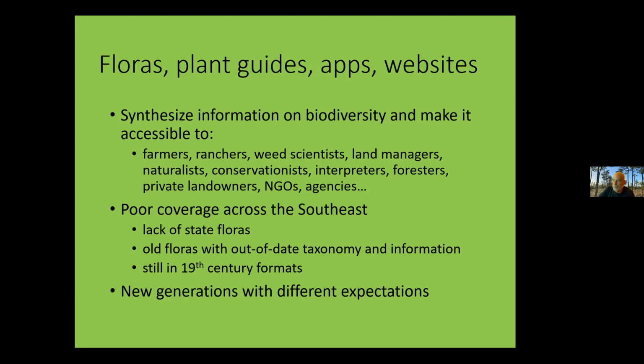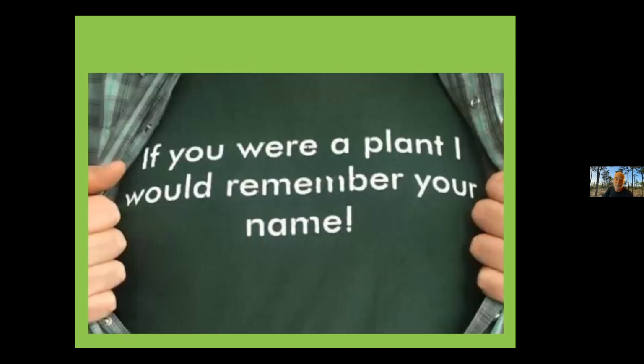Old floras have out-of-date taxonomy and information. If you're botanizing in Alabama until the recent decades, you used J.K. Small's flora, or you used a flora like Radford, Ahles, and Bell from the Carolinas that didn't really cover Alabama well. We write floras still in kind of 19th century formats. We write big tomes and books that we can't revise easily, and we publish them in these old-fashioned formats. There are now new generations of users of botanical information who have different expectations.